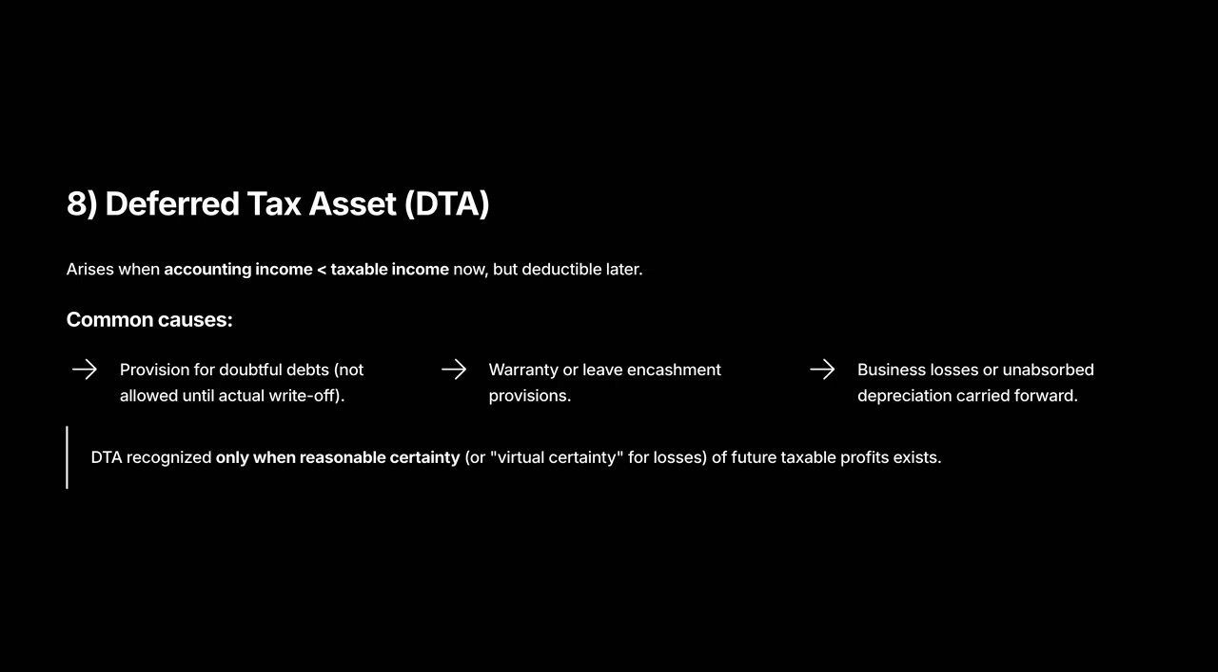Deferred tax asset, DTA. A deferred tax asset is the opposite. It arises when accounting income is lower than taxable income now, leading to future tax savings. Common reasons include provisions for doubtful debts or warranties, not yet deductible for tax, business losses, or unabsorbed depreciation that can be carried forward. But here's the key.